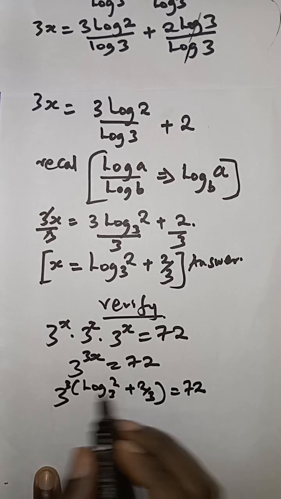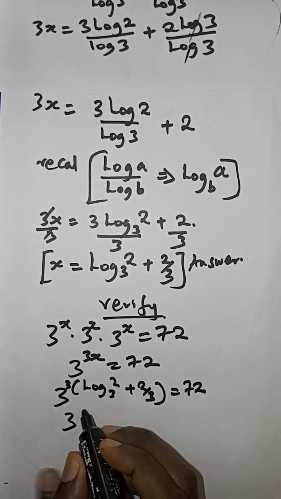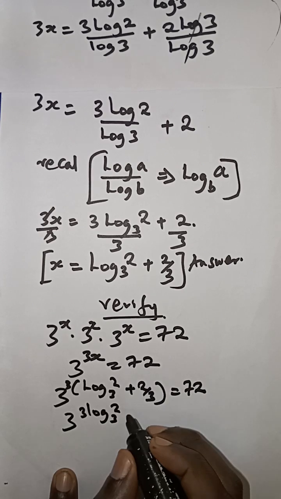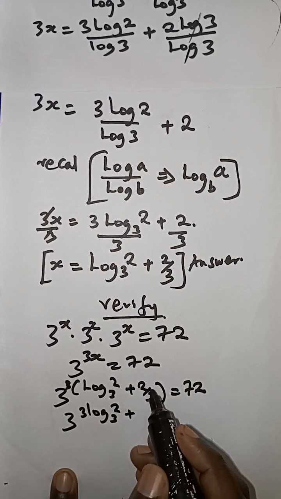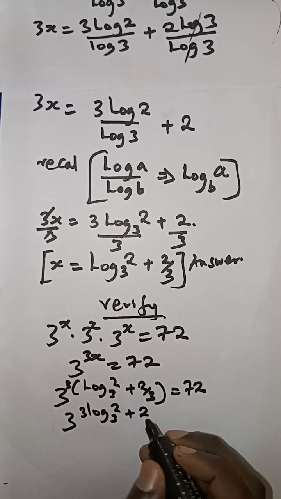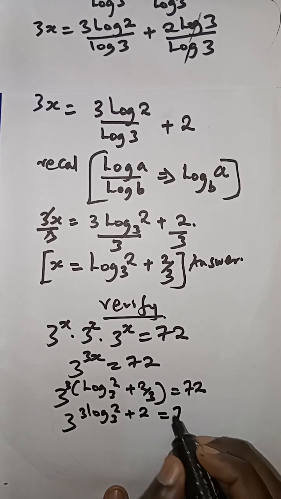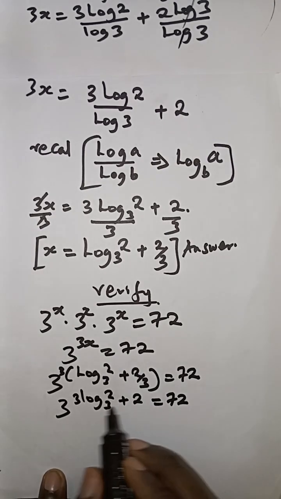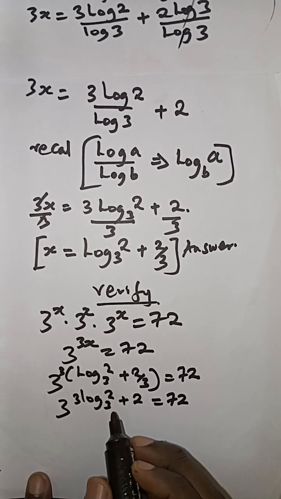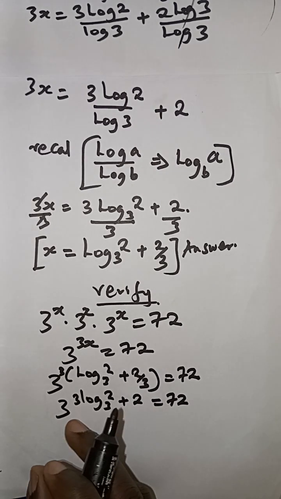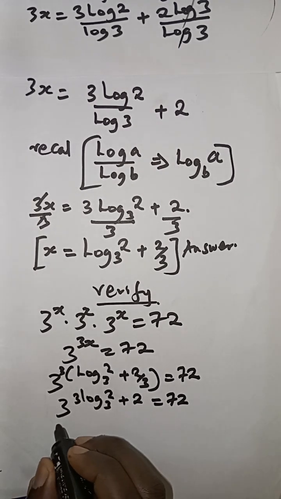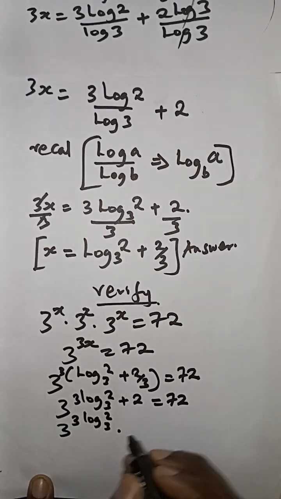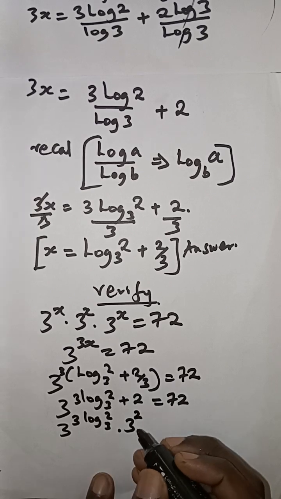Opening this bracket using this 3, I'll have 3 raised to 3 times the log of 2 base 3 plus, of course, the 3 and 3 cancel, and then you end up with 2, equal to 72. Next, I know the powers are being added, so this can be separated by multiplying the bases. So I end up with 3 raised to the log of 2 base 3, multiplied by 3 raised to 2.